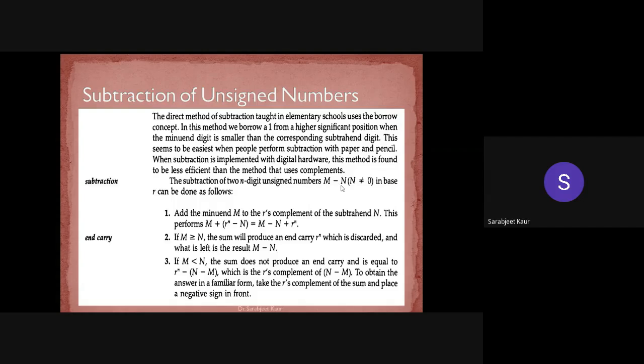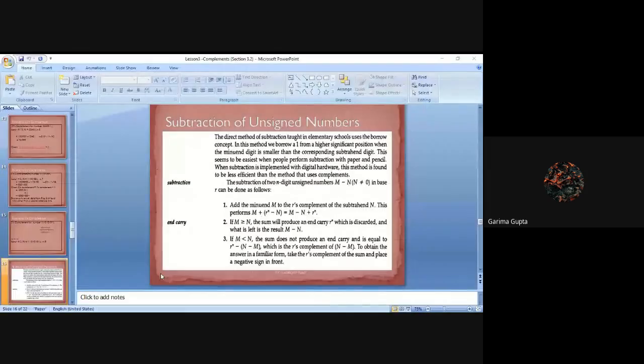Okay. Now let us see what happens in case m is less than n. If m is less than n, the sum does not produce an end carry and is equal to r raised to the power n minus (n minus m), which is the r's complement of n minus m. To obtain the answer in a familiar form, take the r's complement of the sum and place a negative sign in front.